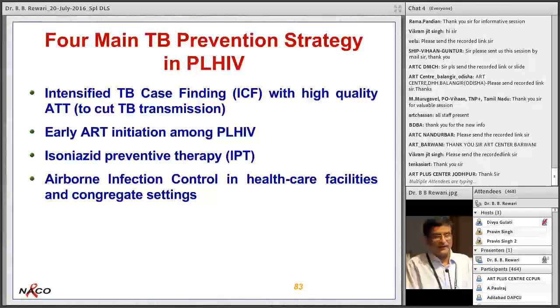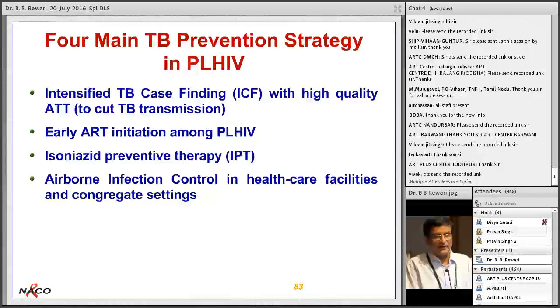Last focus is basically on intensified case finding. The 4 main TB prevention strategies are intensified case finding, early ART initiation, IPT, and airborne infection control.